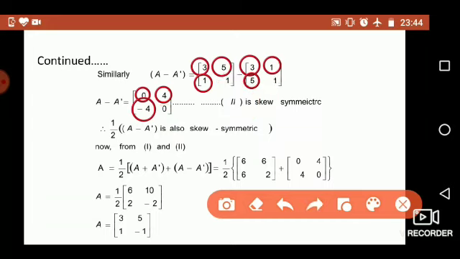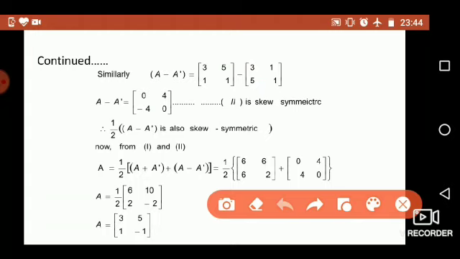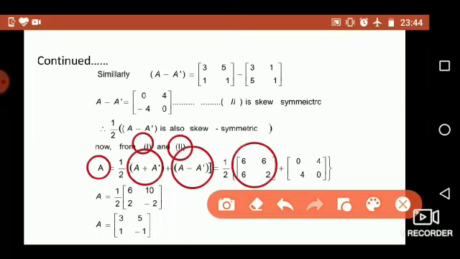Therefore equation 2 is a skew symmetric matrix. If we check the transpose of A minus A dash, it will be a skew symmetric matrix. Therefore obviously 1 by 2 times A minus A dash is also a skew symmetric matrix. Let me denote it by equation number 2. From equations 1 and 2 we can show this, which is our third step. We have to show that A is always equal to the addition of A plus A dash and A minus A dash. Our A plus A dash is a matrix containing the elements 6, 6 in the first row, 6, 2 in the second row. Addition means sum, and A minus A dash contains the elements 0, 4, 4, 0.